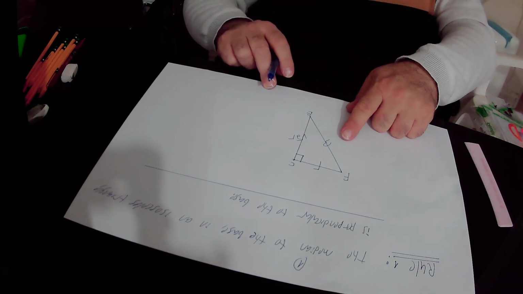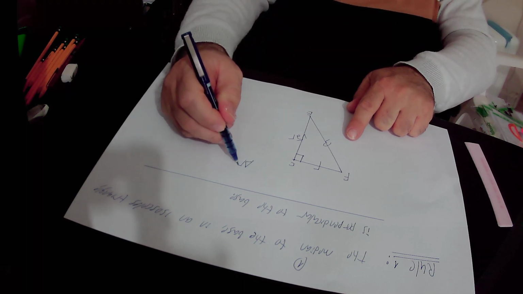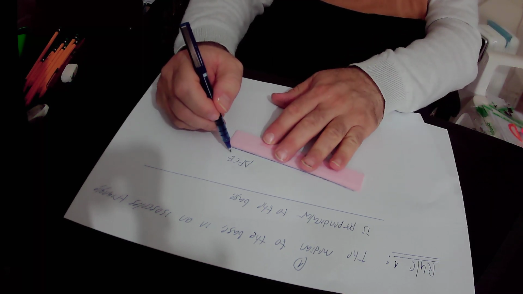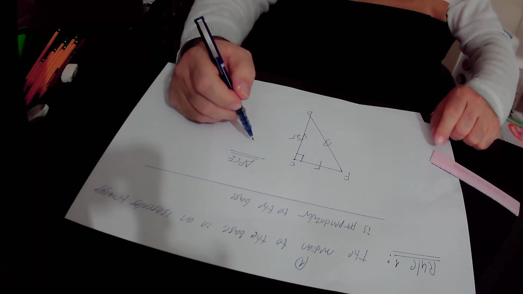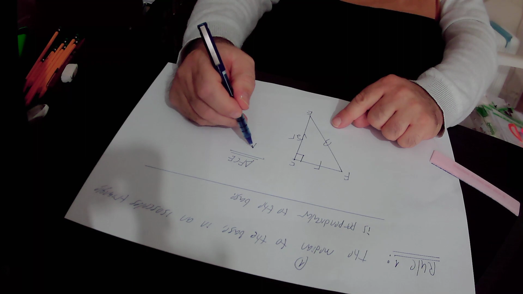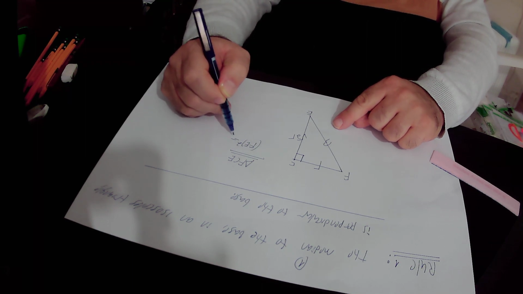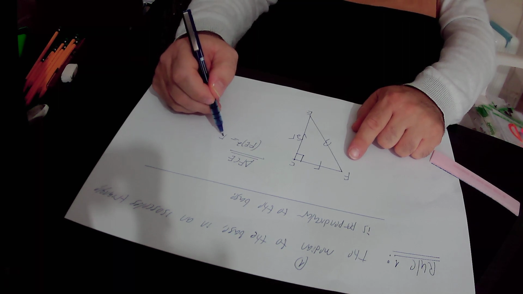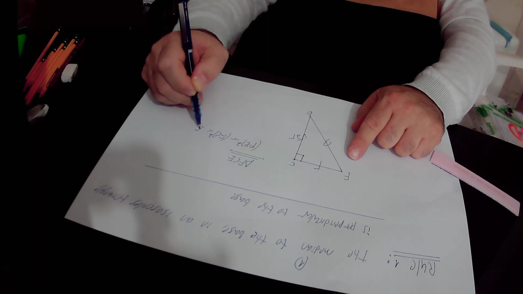FCE is a right triangle, and we will implement the Pythagoras theorem on the right triangle FCE. The square of the hypotenuse equals the sum of the squares of the perpendiculars. That is to say, the hypotenuse is FE, the square of the hypotenuse is FE squared, and it is equal to FC squared plus EC squared.